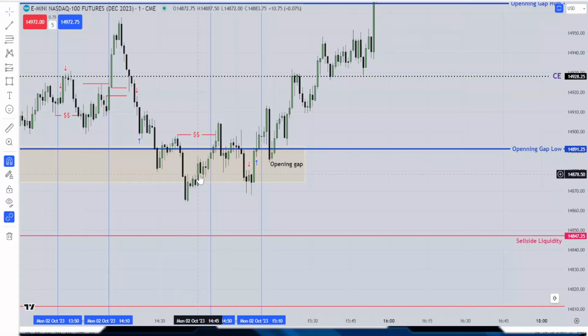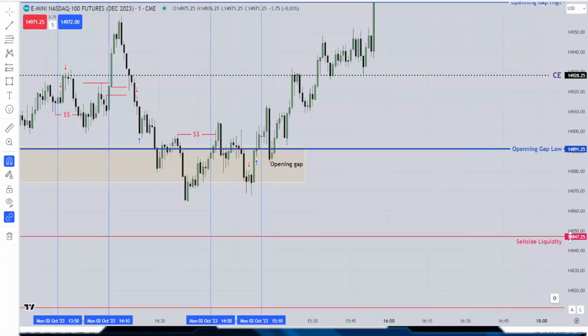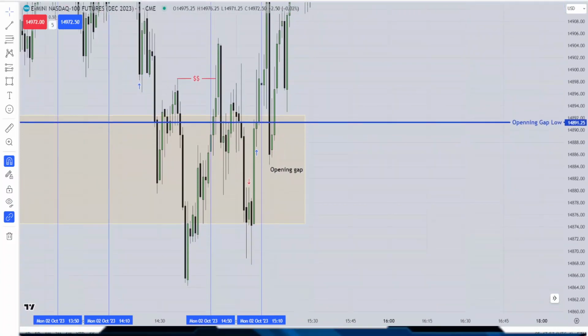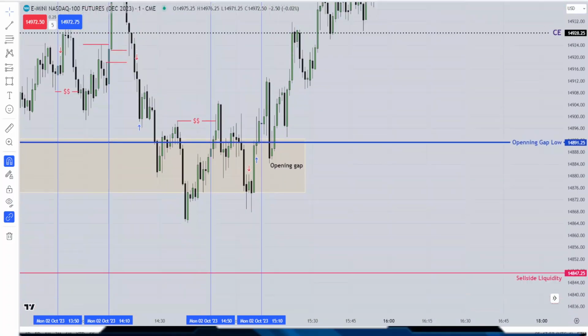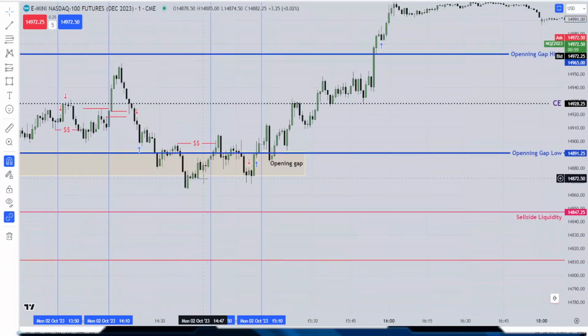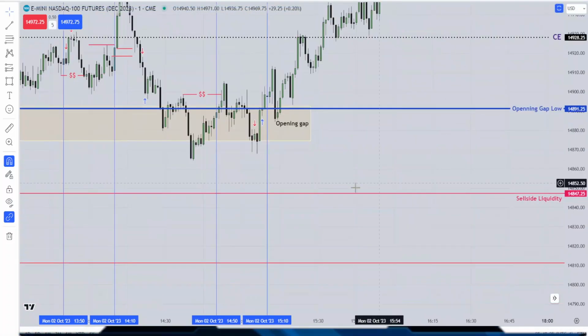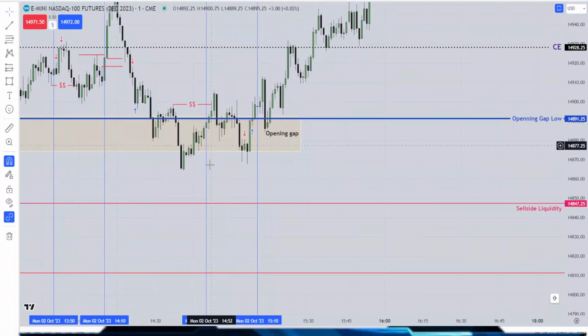So I shouldn't actually mark this. I shouldn't mark it as my fair value gap. If I wouldn't do that, I mean, it is the chart. Maybe I can skip this loss. Okay, so I forced the market to give me a setup in my direction. I shouldn't do it. If I wouldn't do it, then I would have a very nice trade.